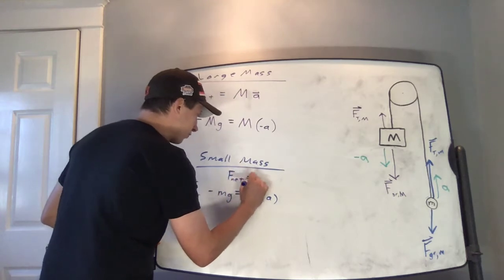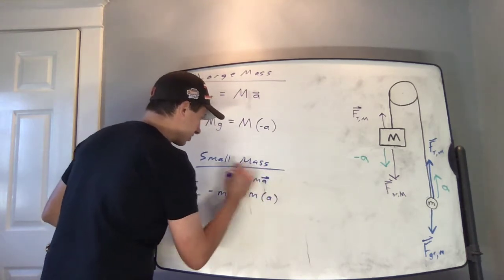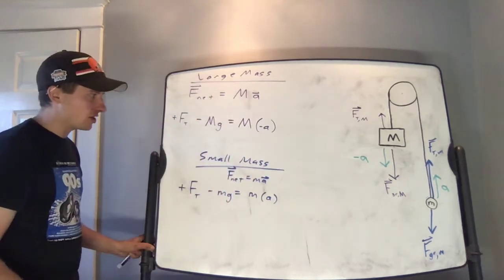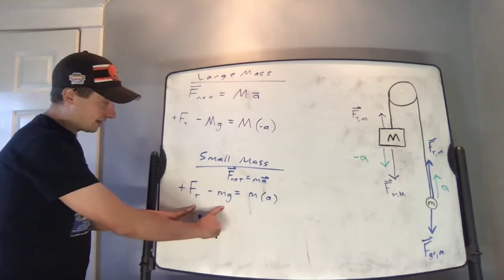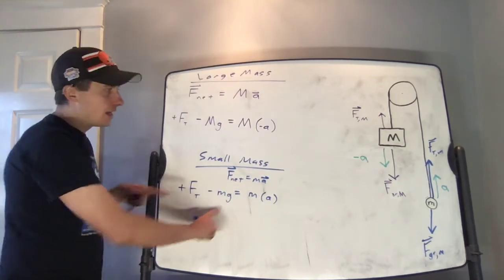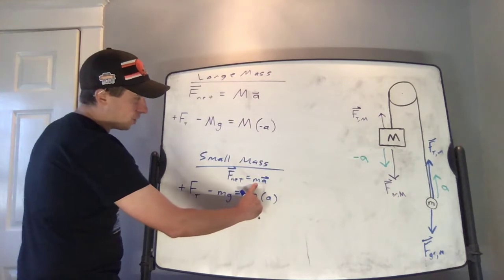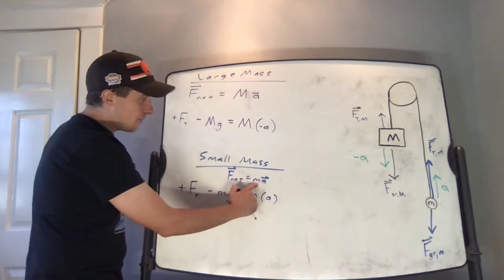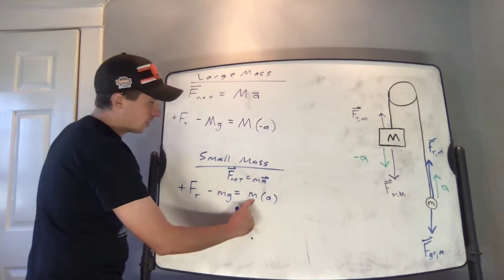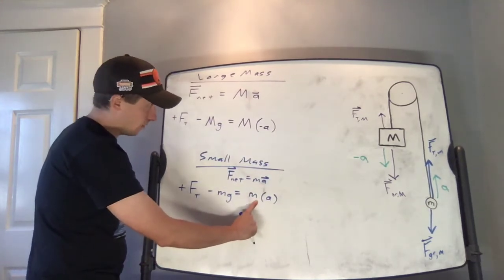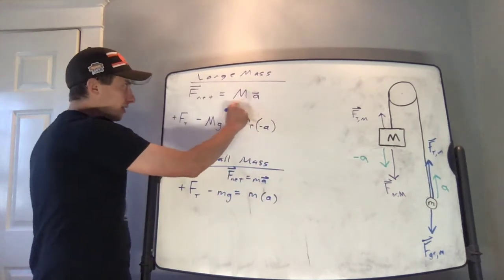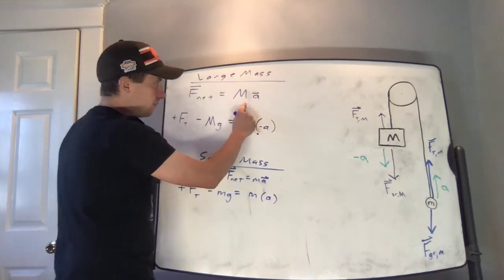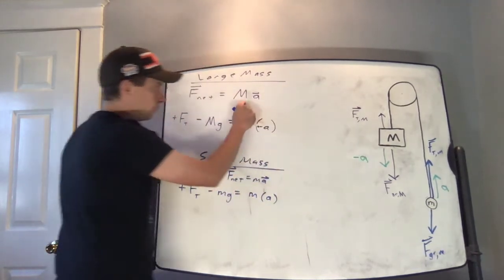All I did here was apply Newton's second law to the small mass. F net equals the mass of the object I'm talking about times acceleration. For F net, I again have tension and mg. Because I'm talking about the small mass and the acceleration of the small mass, the m on the right-hand side of Newton's second law is little m for the small mass. Up here, the m for Newton's second law, where we were talking about the big mass, will be capital M.